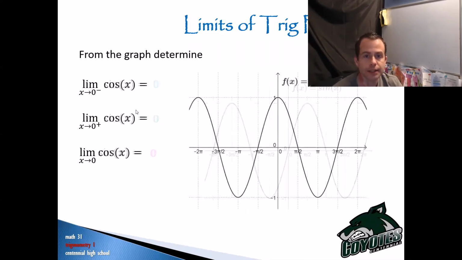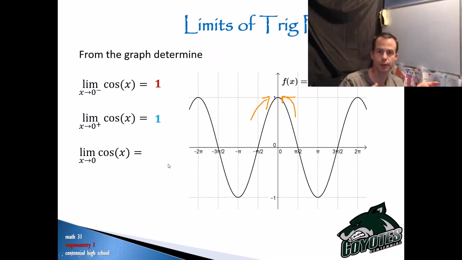the limit of cos of x as x approaches 0. So again, I'm going to approach from the left and from the right. Approaching 0 from the left, I would be approaching 1. Approaching 0 from the right, I would be approaching 1. And so the limit on the left equals the limit on the right. The limit of cos of x as x approaches 0 is 1.